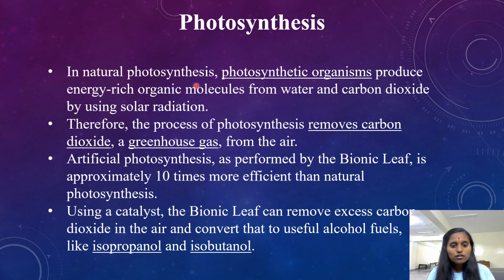In natural photosynthesis, photosynthetic organisms produce energy-rich organic molecules from water and carbon dioxide by using solar radiation. Therefore, the process of photosynthesis removes carbon dioxide, which is a greenhouse gas, from the air. Artificial photosynthesis as performed by the bionic leaf is approximately 10 times more efficient than natural photosynthesis. Using a catalyst, a bionic leaf can remove excess carbon dioxide in the air and convert it into useful alcohol fuels like isopropanol and isobutanol.